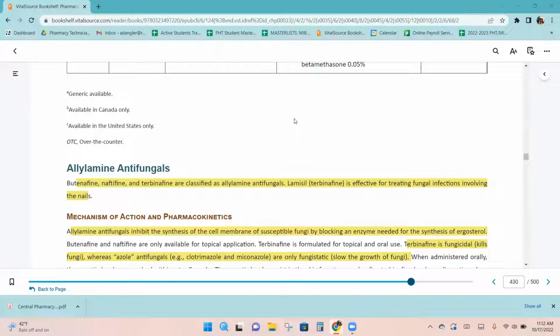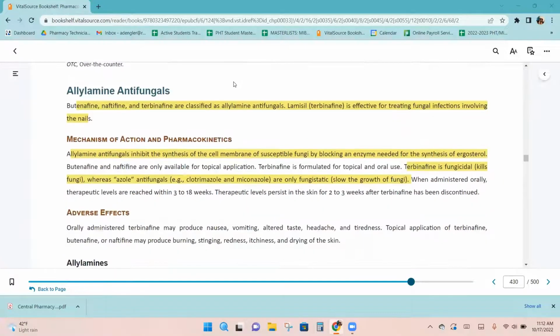Butenafine, naftifine, and terbinafine are classified as allylamine antifungals. Lamisil is effective for treating fungal infections involving the nails. Allylamine antifungals inhibit the synthesis of the cell membrane of susceptible fungi by blocking an enzyme needed for the synthesis of ergosterol. Butenafine and naftifine are only available for topical application. Terbinafine is formulated for topical and oral use. So there is an oral tablet.